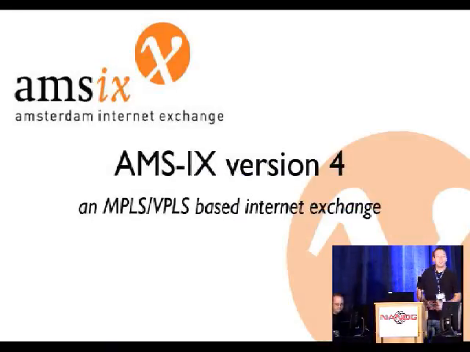AMS-IX started in 1993 as a humble coax cable, which coincidentally multiple routers were connected to, and the people operating these routers figured out, hey, we can talk to each other on this cable. That got more and more popular, and that cable got replaced by two Cisco 5500 switches. That was basically AMS-IX version 1. Then around 2000 it was changed to some Foundry network switches to support gigabit. That was version 2.